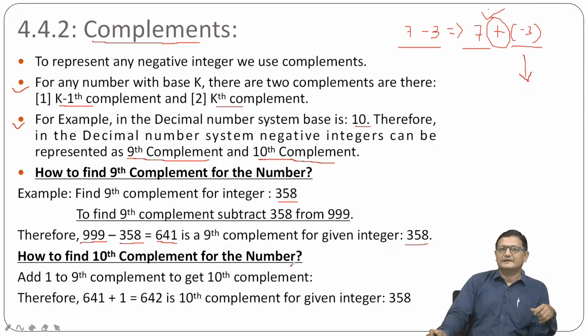How can we find the 10th complement? If you add 1 to the 9th complement, you will get the 10th complement, right. So, here for 358, what is the 9th complement? It is 641. If you add 1 to 641, you have 642, and 642 is called the 10th complement of the given integer 358, okay.